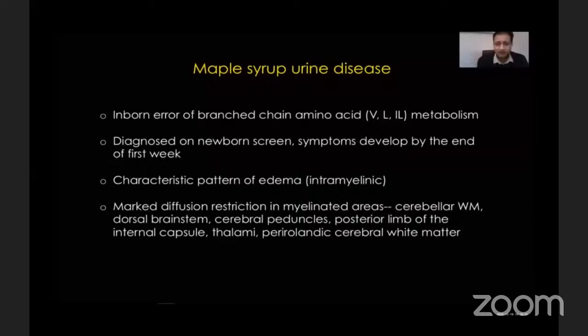This characteristic pattern of edema involves the myelinated structures, and it's because of the intramyelinic or myelin-splitting edema. These patients can also have a component of vasogenic edema due to blood-brain barrier breakdown, but the more characteristic imaging appearance is attributed to the intramyelinic edema. And as we saw in this case, we see marked diffusion restriction. Oftentimes the ADC values are greater than 50% lower than the normal brain, and it involves the myelinated parenchyma, including the cerebellar white matter, brainstem, and the corticospinal tract.